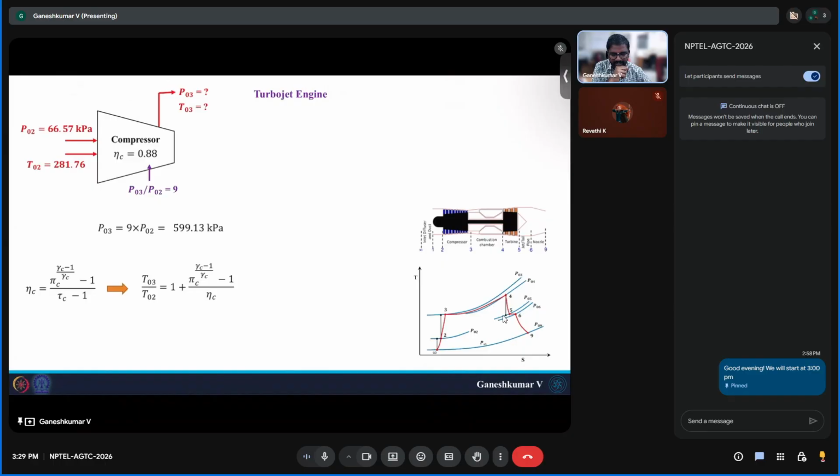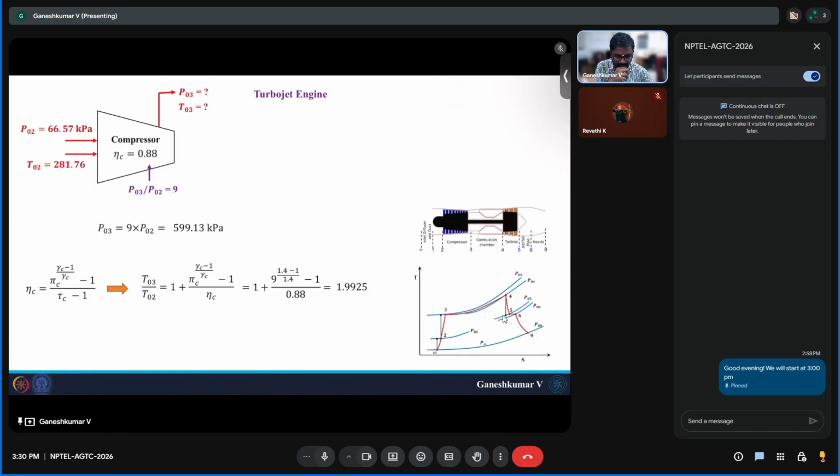So you will rearrange it. T03 by T02 is nothing but 1 plus pi c power gamma c minus 1 by gamma c, minus 1, divided by eta c. Since we know the compressor efficiency, you just substitute these values, and if you do this calculation, you will end up having a temperature ratio of 1.9925. Please cross check this result.